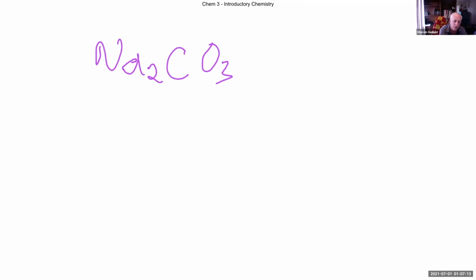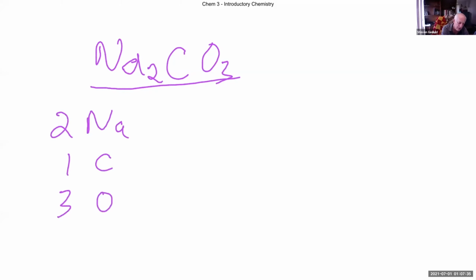All of our chemical equations are in moles. Everything has to go to moles. You can't measure moles in the lab, you measure grams. So this allows us to convert our grams into moles. In this chemical formula right here, we have 2 sodiums, 1 carbon, and 3 oxygens.